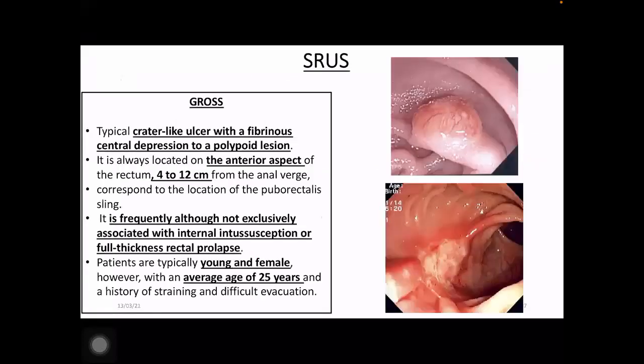So this is a nutshell; I have condensed the important points about SRUS. SRUS can be a crater-like ulcer with a fibrinous central depression, or it can be a polypoid lesion. As I said, it is a triple lie. It is not only an ulcer, it can be a polyp.